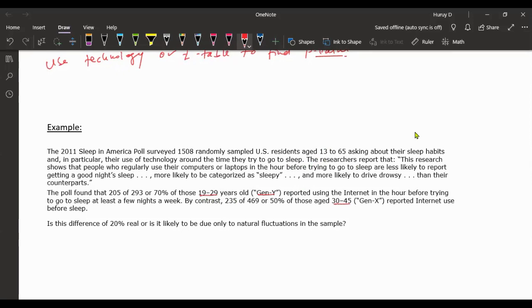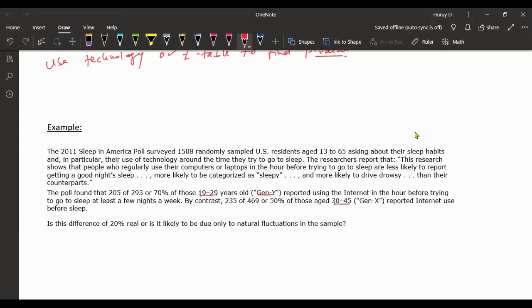The question, or the thing that we are trying to answer here, is whether you use technology right before you go to bed or not. The research is basically to see if using your phone before you go to bed affects your sleep or not. So the question is, do you use technology right before you go to bed?